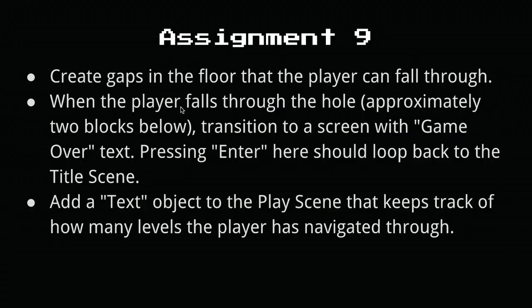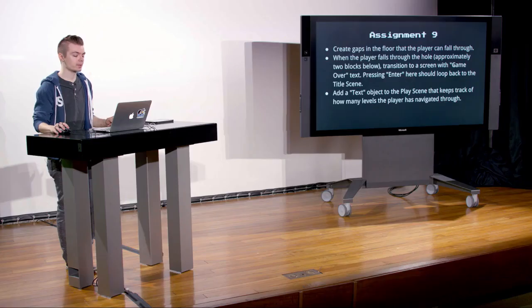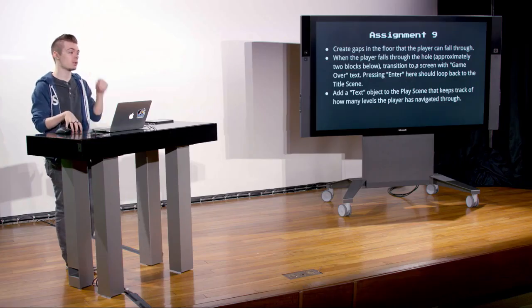So assignment 9, we talked about this already, about the gaps in the floor. But this will be part of the maze generator, right? Because it's where we ultimately generate, or the maze instantiator, the actual part of the maze generator that creates the physical maze. But create gaps in the floor. And then when the player falls through approximately 2 blocks below, which you can set, check the transform's Y position is less than a certain amount, which should be less than 0. I think it's based on the top part of it. Then you should transition to a new screen that says game over.